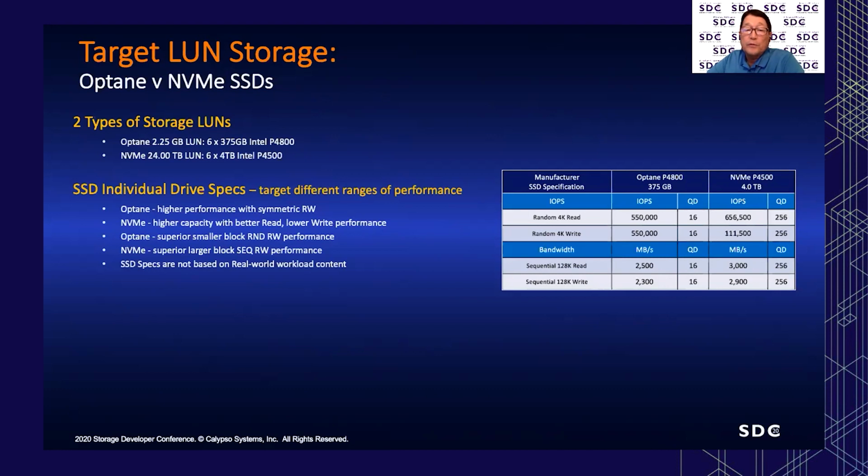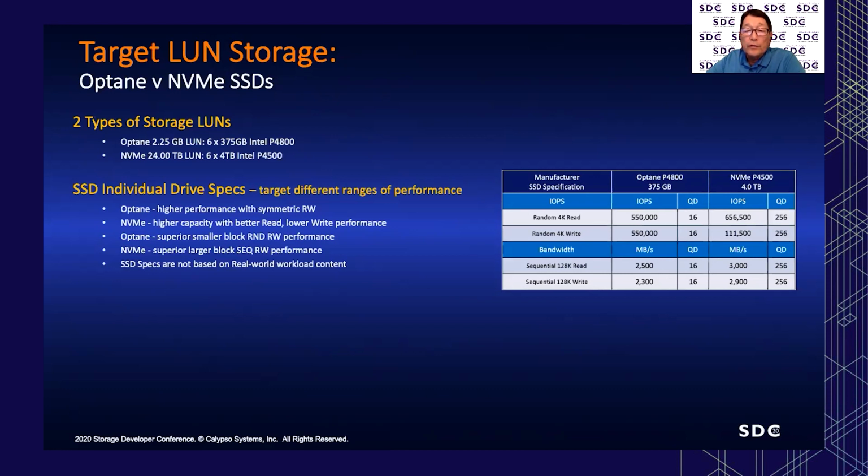Optane has higher performance with symmetric read writes. So you can see the random 4K read writes are both at 550,000 IOPS at a queue depth of 16. NVMe is asymmetric read write, where it has high reads, 4K reads of 656,500 versus random 4K writes of 111,500, both at queue depth of 256. You should also note that the NVMe has a higher bandwidth for sequential 128K read writes of 3,000 and 2,900 megabytes per second compared to 2,500 and 2,300 megabytes per second.